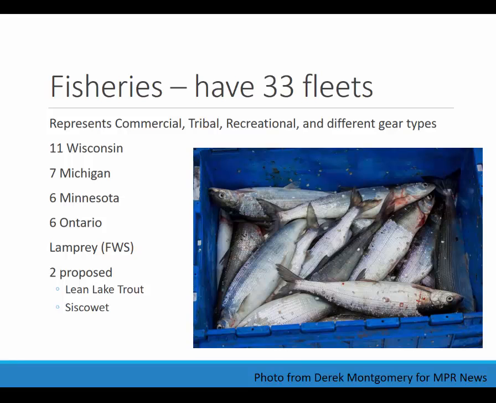We have a lot of fleets in this model. Currently we have 33 fleets, and this represents the various commercial, tribal, recreational, and any kind of fleet with a different gear type. So in Wisconsin we have 11 different fisheries, and this is just so we can ask questions like, what if the Wisconsin Cisco fishery increases their effort? Or what happens if the Michigan whitefish fishery increases their effort? That's why we have so many fleets in this model.